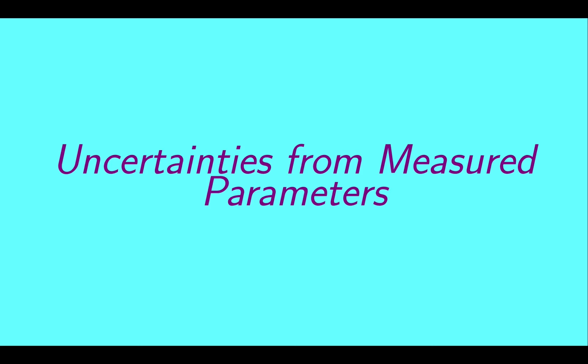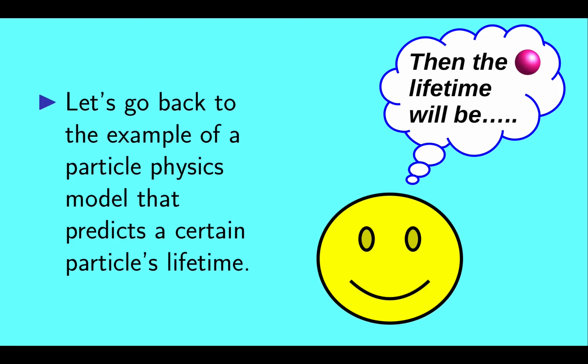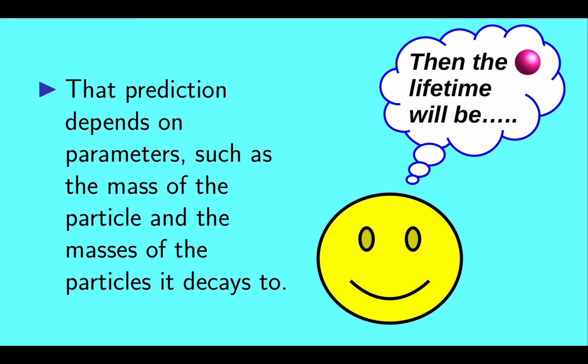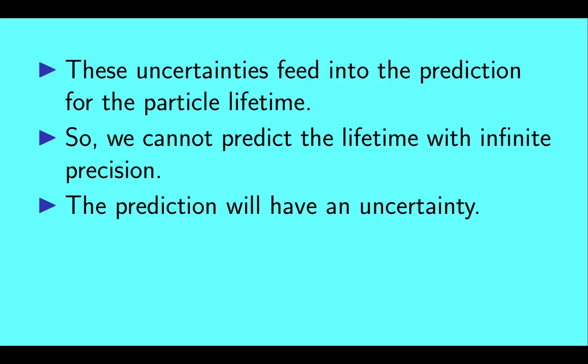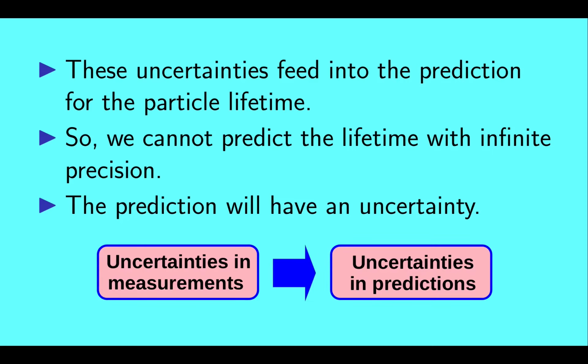First, let's look at uncertainties from measured parameters. Let's go back to that example of a particle physics model that predicts a certain particle's lifetime. That prediction depends on parameters, such as the mass of the particle and the masses of the particles it decays to. We don't know those masses infinitely precisely. They are measured quantities, and that means they have uncertainties. These uncertainties feed into the prediction for the particle lifetime. This means that we cannot predict the lifetime with infinite precision. Our prediction will have an associated uncertainty. So, uncertainties in measurements mean that model parameters are not infinitely well known, and this leads to uncertainties in the model predictions.